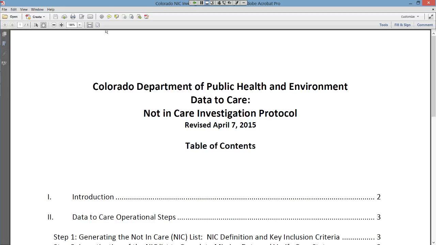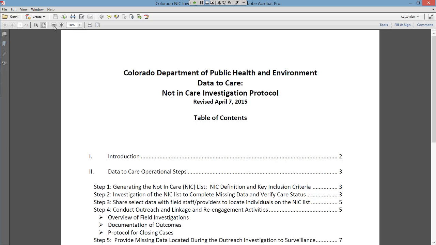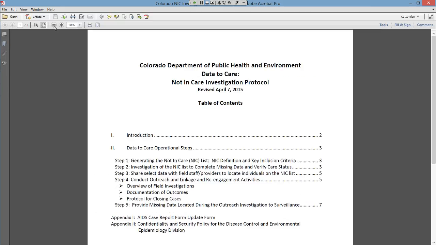Yes, this is the protocol that was developed with JSI, and they did a lot of work in helping us to focus on what are the steps, what do we need to do, and wrote much of this protocol. We, of course, now need to update it.